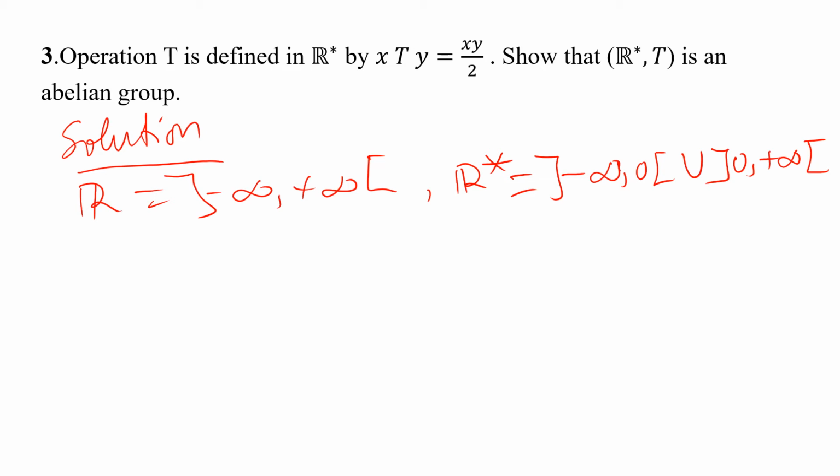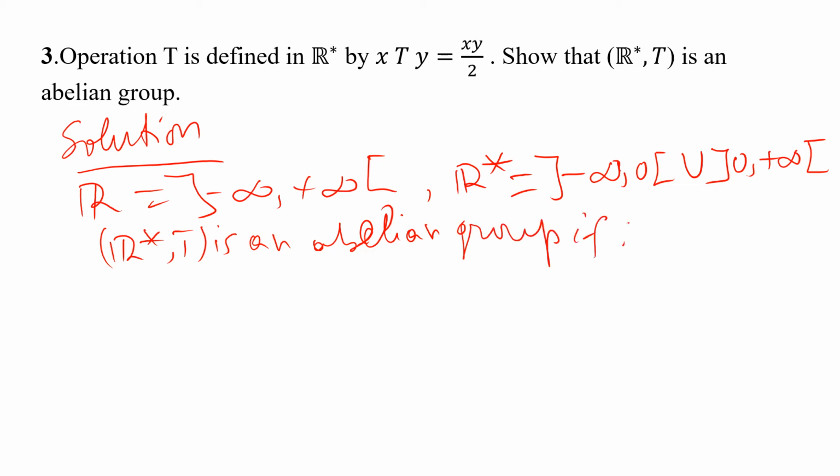Okay, now let's show that R star under T is an abelian or commutative group if the following 5 properties are verified. The first property is the closure property.